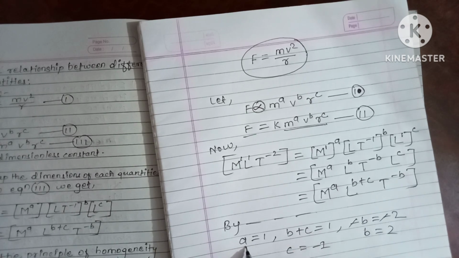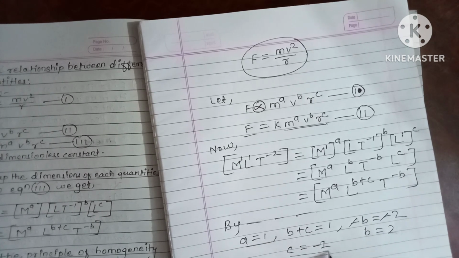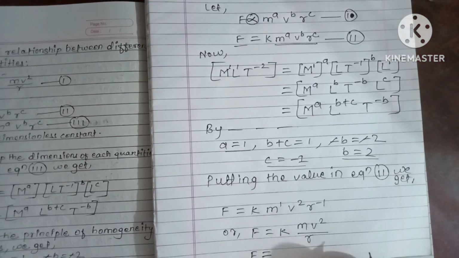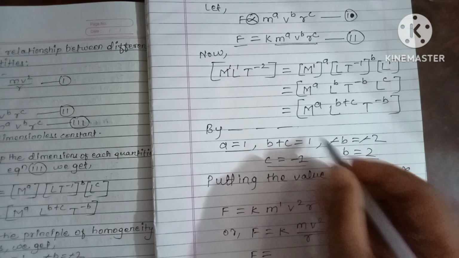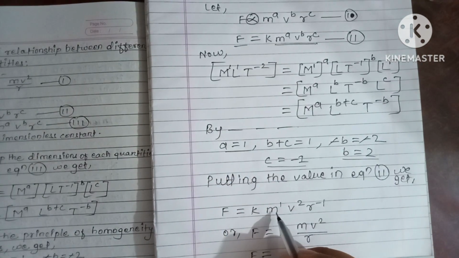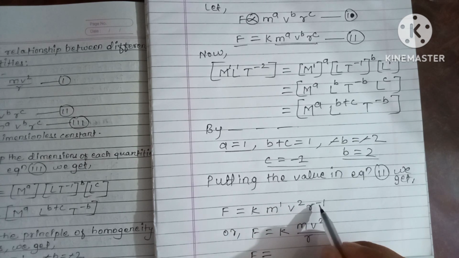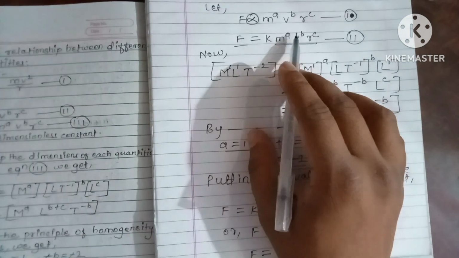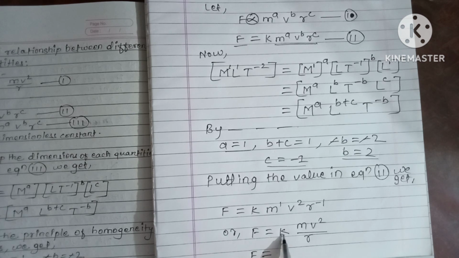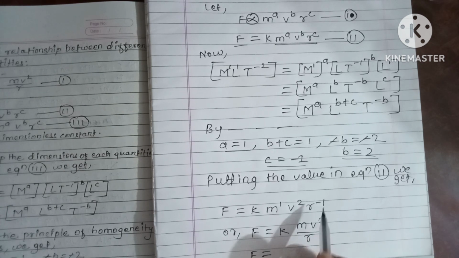So we get a = 1, c = -1, and b. Now putting this value in equation 2, we get F equals k m to the power 1, v to the power 2, and r to the power minus 1. As it is a, b, c, we put these values here. We can write this as k m v square, and the minus 1 will go down, so it will be r.